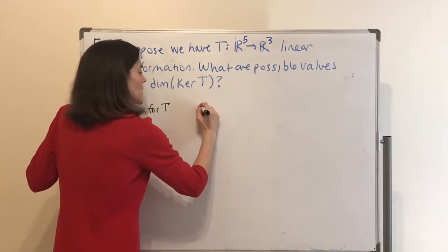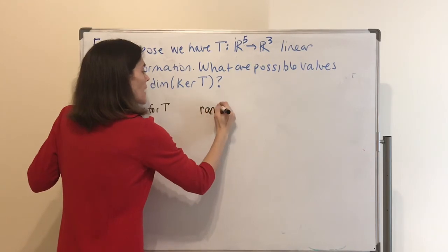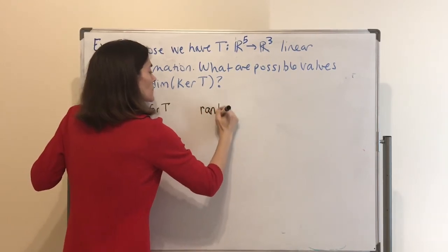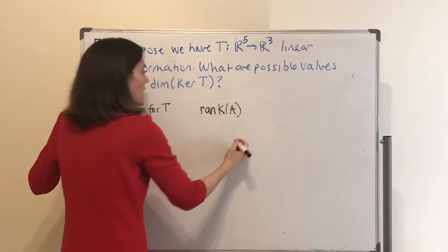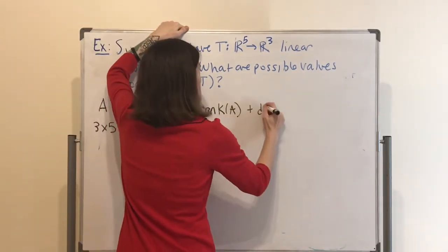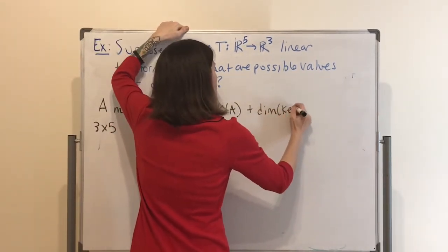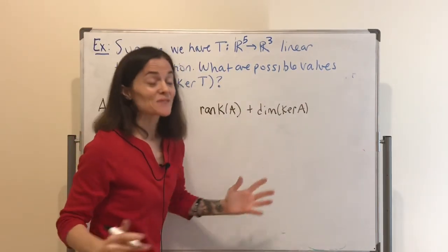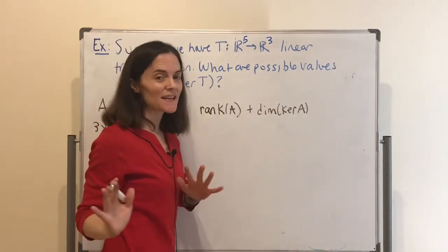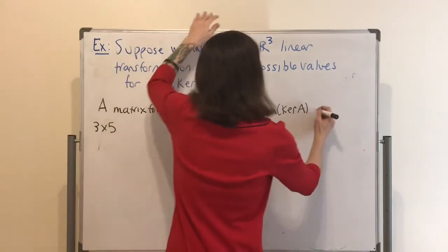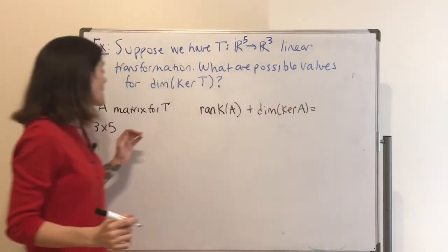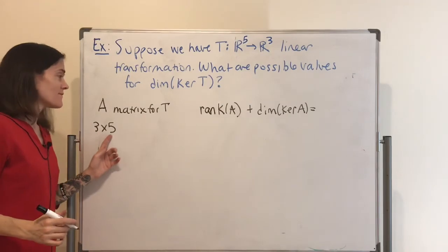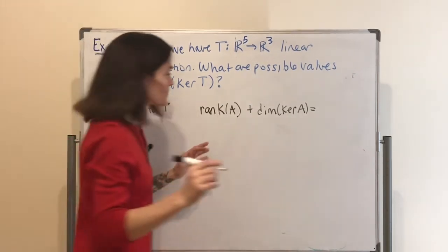Well, let's write down the theorem: the rank of A plus the dimension of the kernel of A. The kernel of T and the kernel of A, as we discussed last video, they're the same. This will be the number of columns of A, which is 3 by 5, is 5 columns.